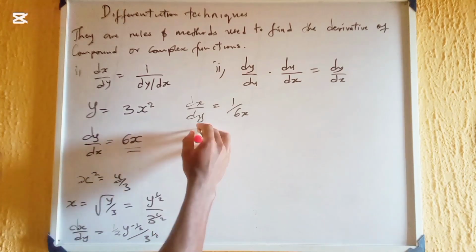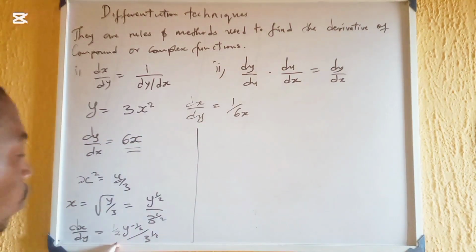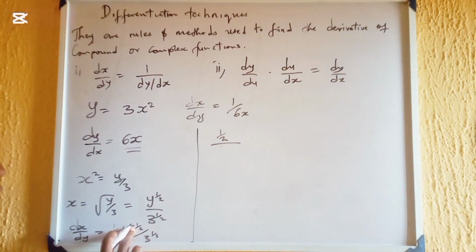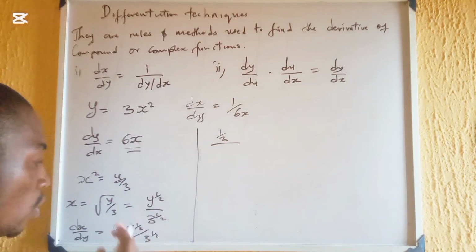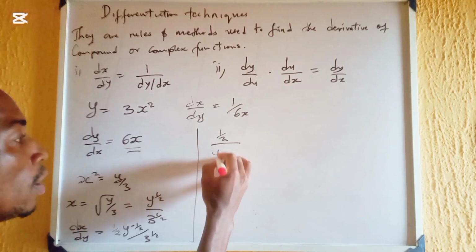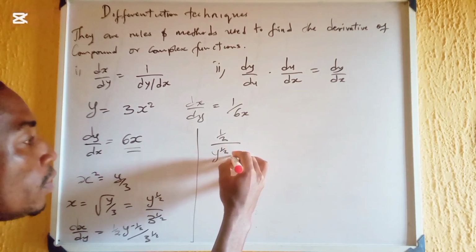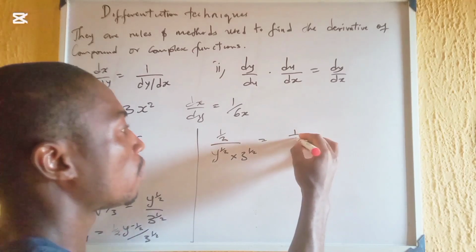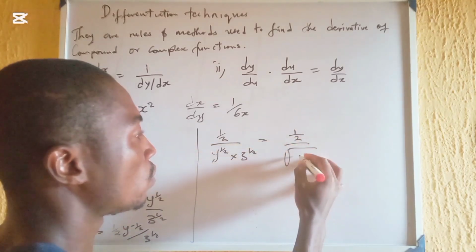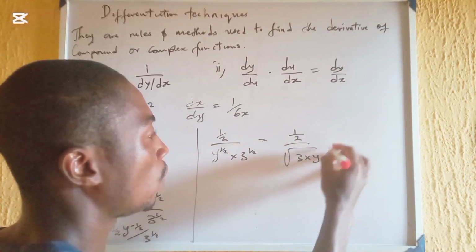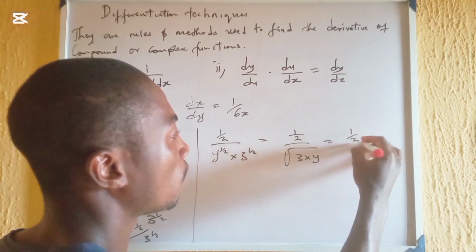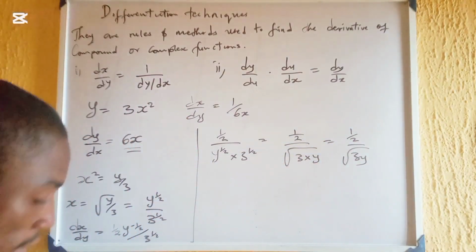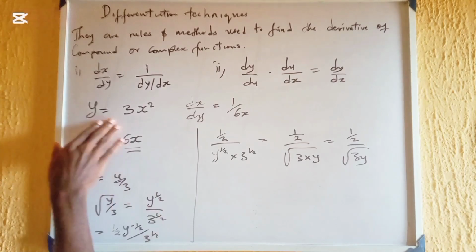Now let's come to this side. We'll be having half over, since this is a negative sign, from laws of indices, we know that it will come down. Then we'll be having y to the power half times 3 to the power half. This is the same thing as half over root 3 times y. That is half over root 3y. Now, what's our y? We'll go back to the original equation.